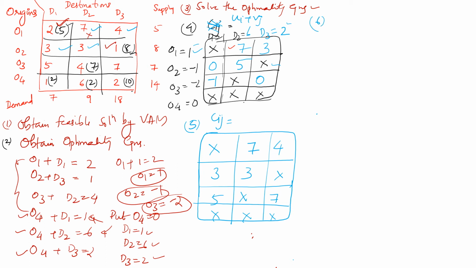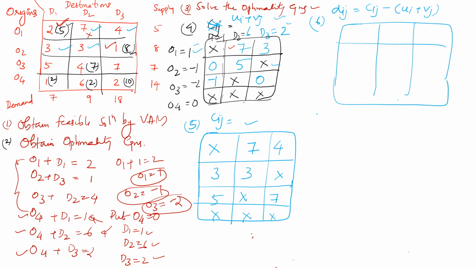Now next step. Sixth step is we need to find Dij matrix. Where D stands for difference. For finding Dij matrix, the formula is Cij minus Ui plus Vj. Now the Cij matrix is this matrix. Ui plus Vj matrix is this matrix. We need to take the difference. Simple as that. Okay, put into in all the allocated cells.